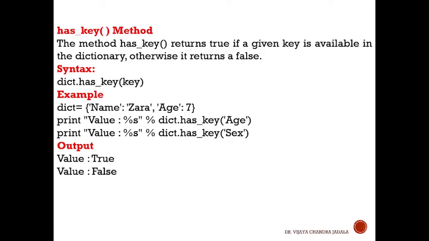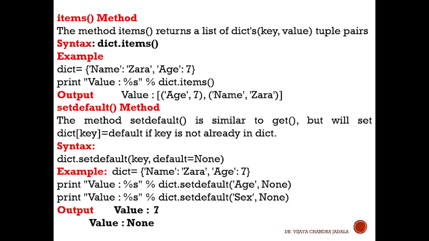Next, the has_key method. The method has_key returns true if a key is available in the dictionary. Otherwise, it returns false. dict.has_key(key). So the program is given. Check the output, it will be given whether it is true or false. Age, it's given 7. Sex, here in the dictionary sex is not there, so it will give the value as false.